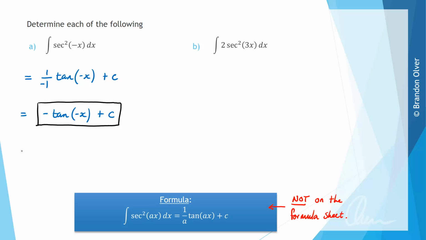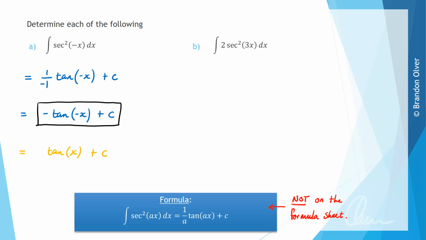Now, interestingly, if you had put that in the calculator, you'd find that that is simply equal to tan of x plus c. And that's because if you reflect the tan graph over the x-axis and the y-axis, then you just get back to the original tan of x graph. So the calculator would just simplify that calculation to tan of x plus c.